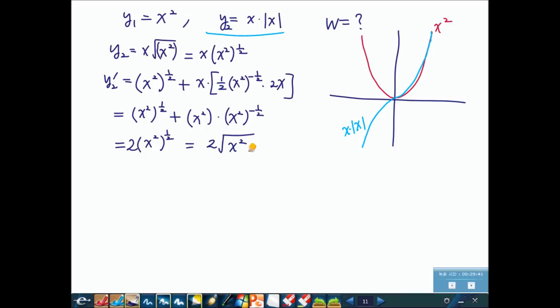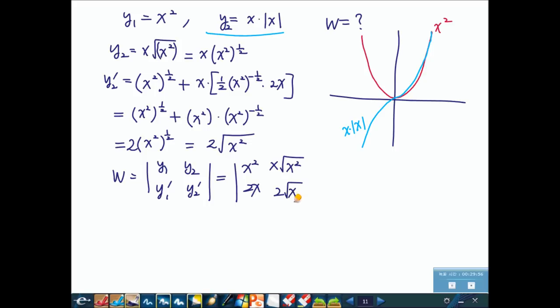So let's check the Wronskian. W is y1, y2, y1 prime, y2 prime, which is x squared, x times the square root of x squared, 2x, 2 times the square root of x squared. And you do the determinant calculation: x squared minus 2x squared square root of x squared, which is 0. Okay, so they are linearly dependent.